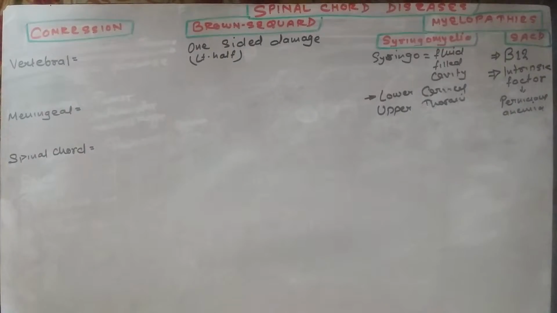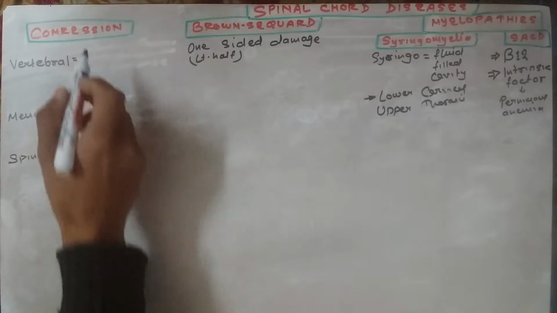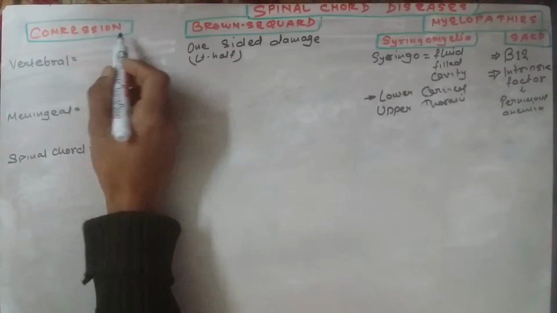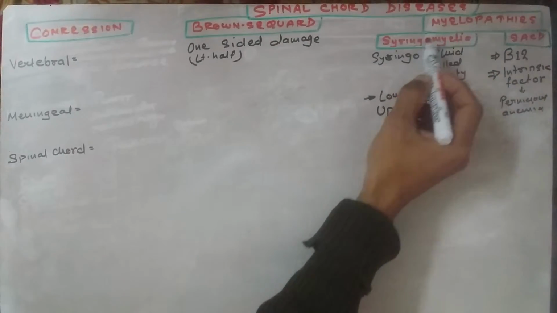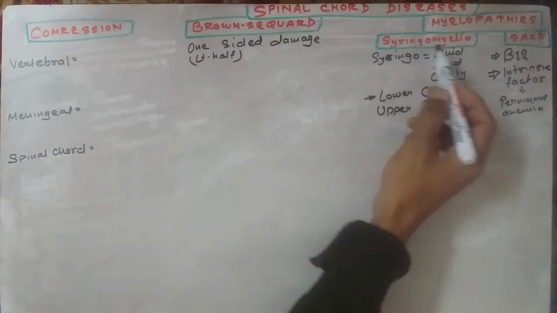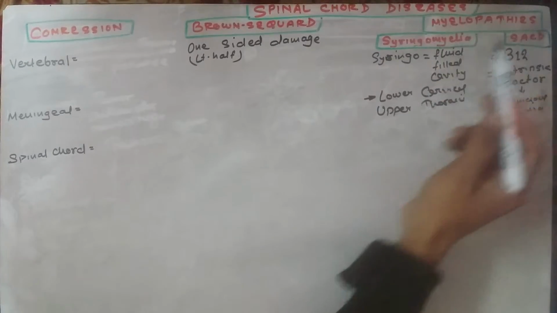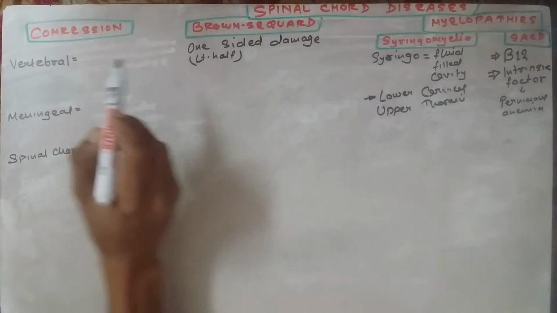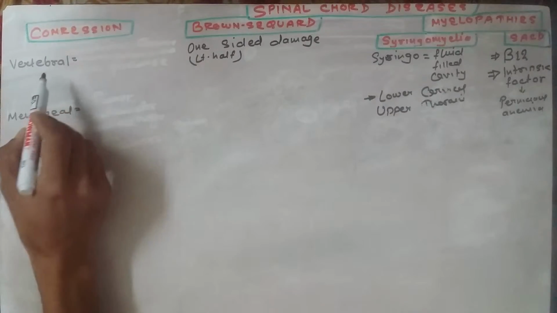Spinal cord abnormalities. Under this topic, we will discuss the compression of the spinal cord, Brown-Séquard syndrome, and chronic myelopathies like Syringomyelia and Subacute combined degeneration of the cord. First of all, we need to know what could be the cause behind the compression of the spinal cord.